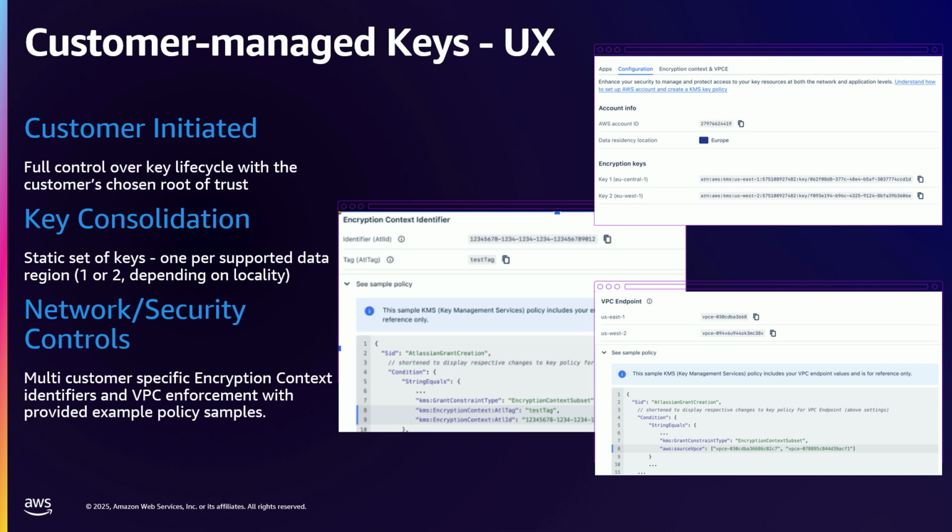One is network security control through the ability to restrict through VPC endpoints, right? So the customer can apply KMS key policy restrictions, only allowing the Atlassian network to reach into their KMS, right? So basically, they can only allow these VPC endpoints but not others, right? So that would restrict only Atlassian to call into these KMS resources.